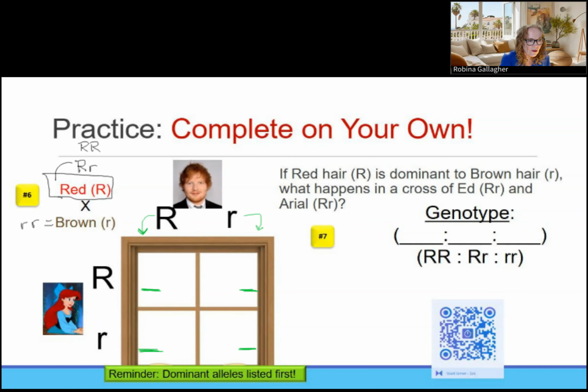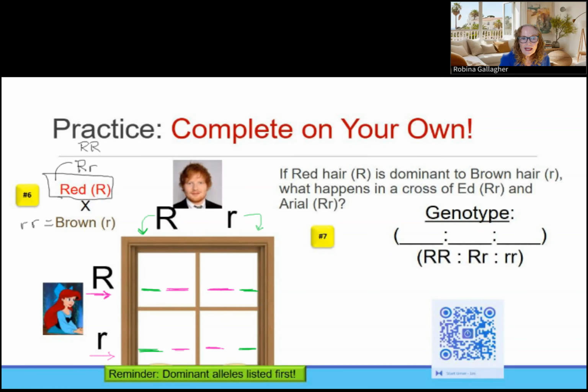Ariel, on the other hand, is also heterozygous. So you're going to take her dominant allele and put it here and here. Take her recessive allele and put it here and here.